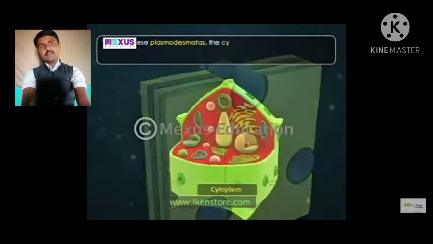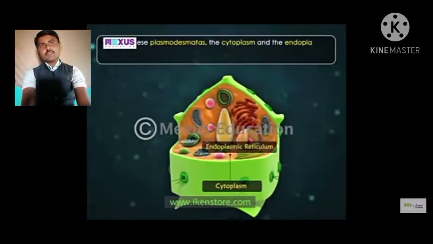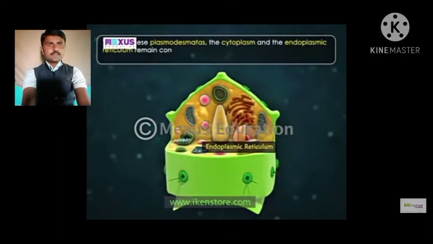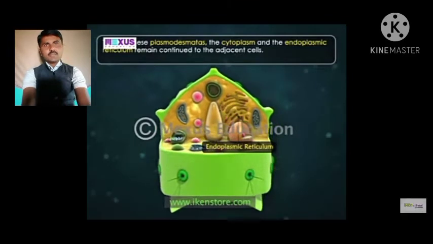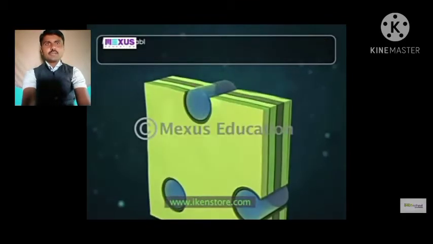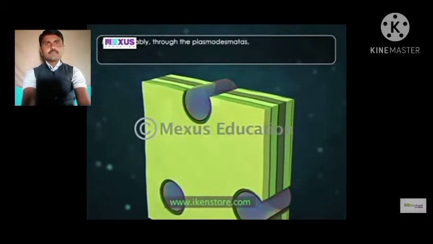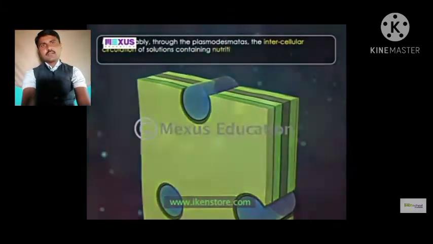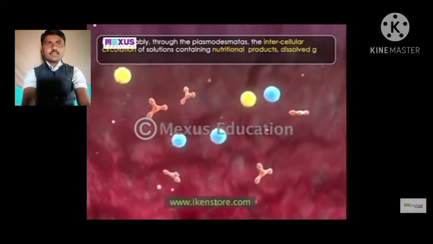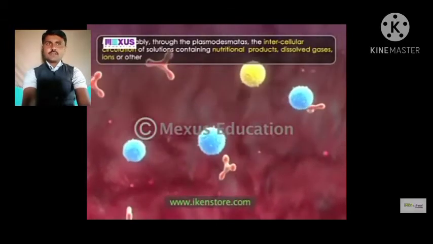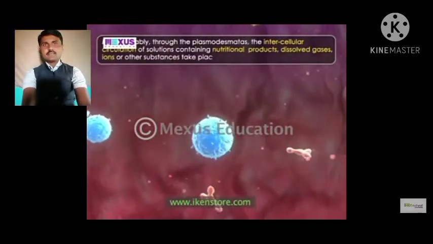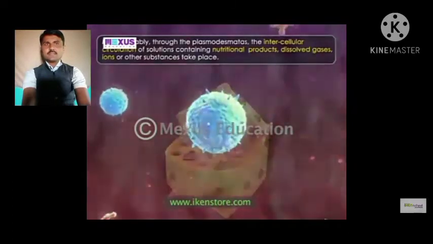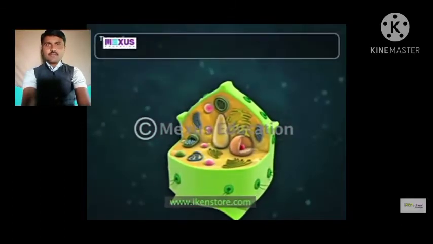They are the transport of the adjacent cells. Cytoplasm and the endoplasmic reticulum remain continuous to the adjacent cell. Through the plasmodesmata, the intercellular solutions containing nutritional products, dissolved gases, ions or other substances are passed or transported.